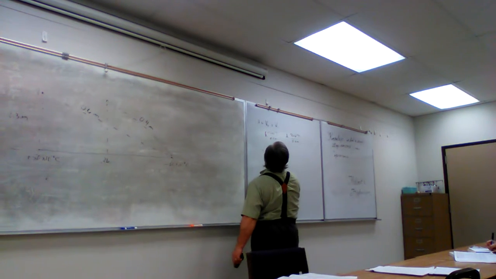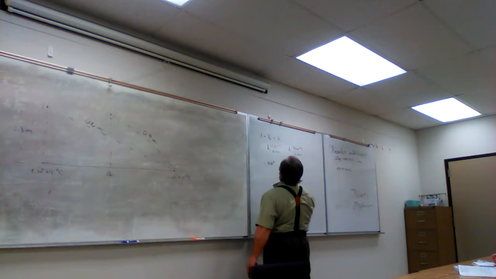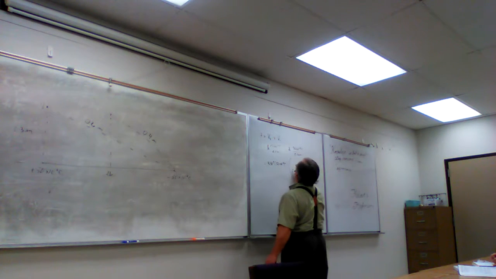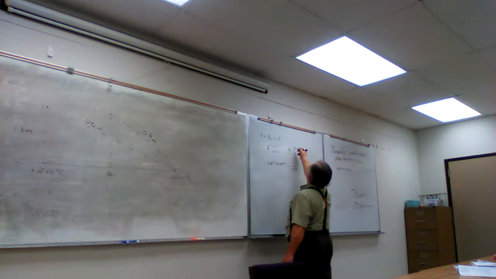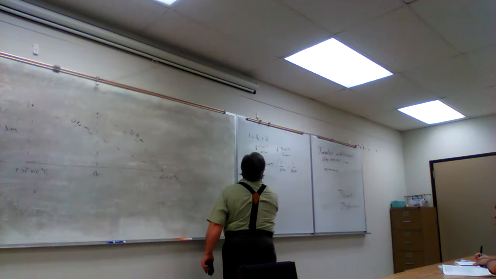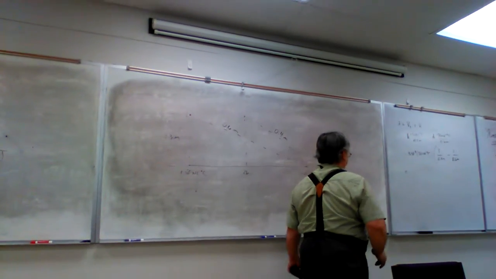And if we factor out our K, 9 times 10 to the 9, and factor out 50 microcoulombs, then that leaves us multiplying by plus 1 over 0.3 meters minus 1 over 0.6 meters. Somebody do the calculating.